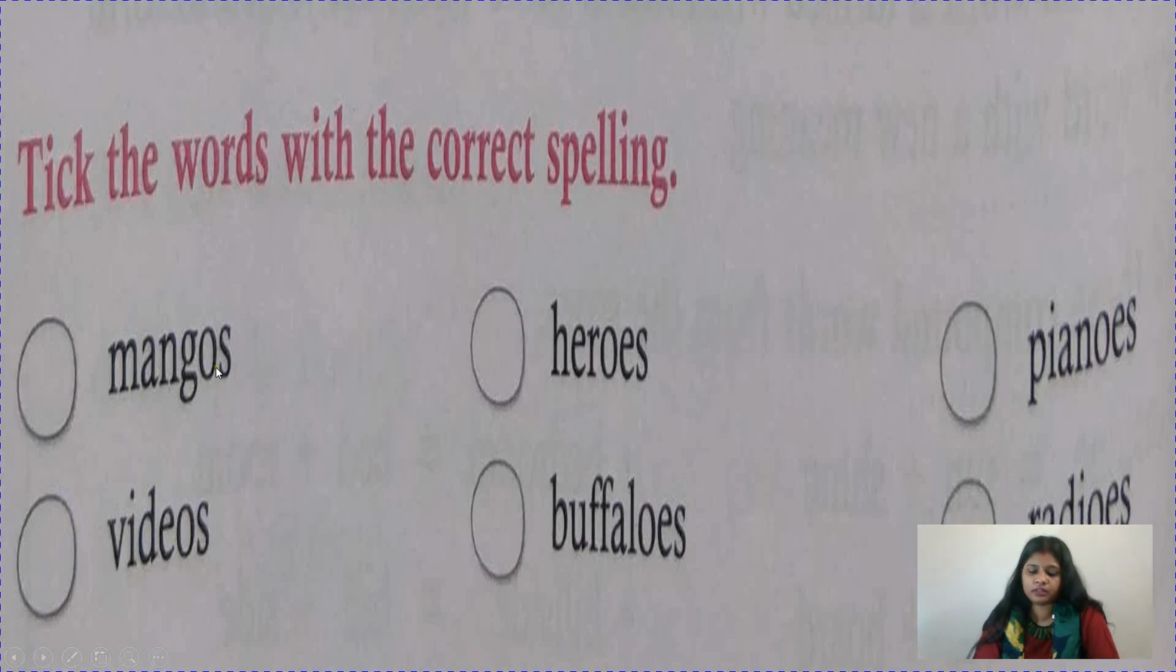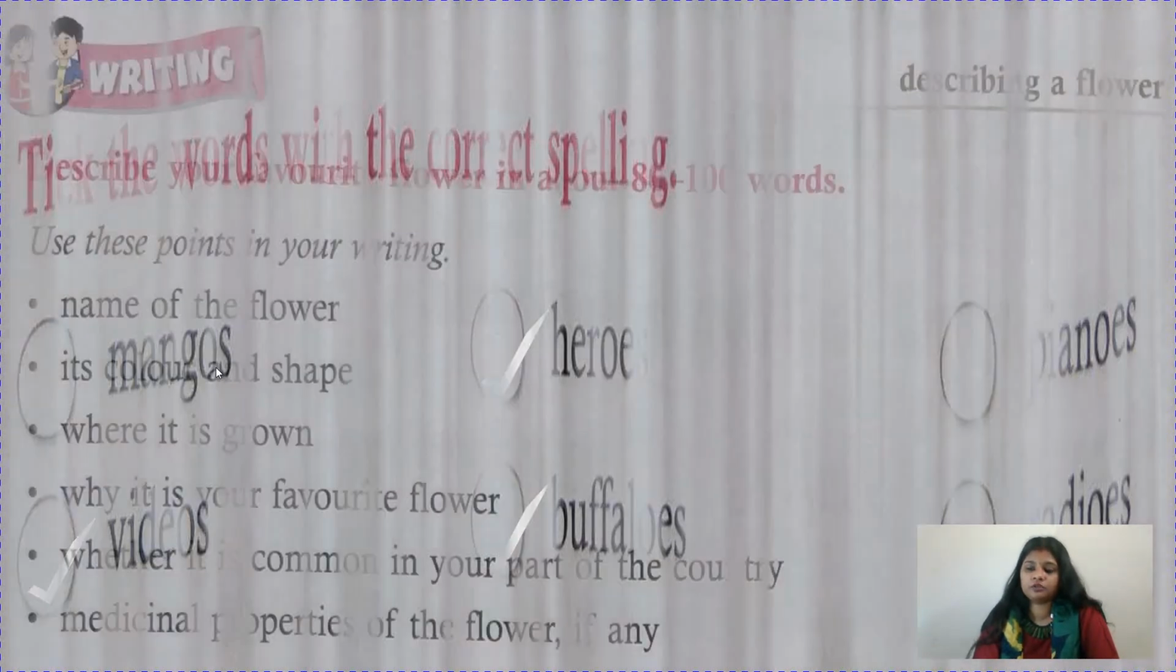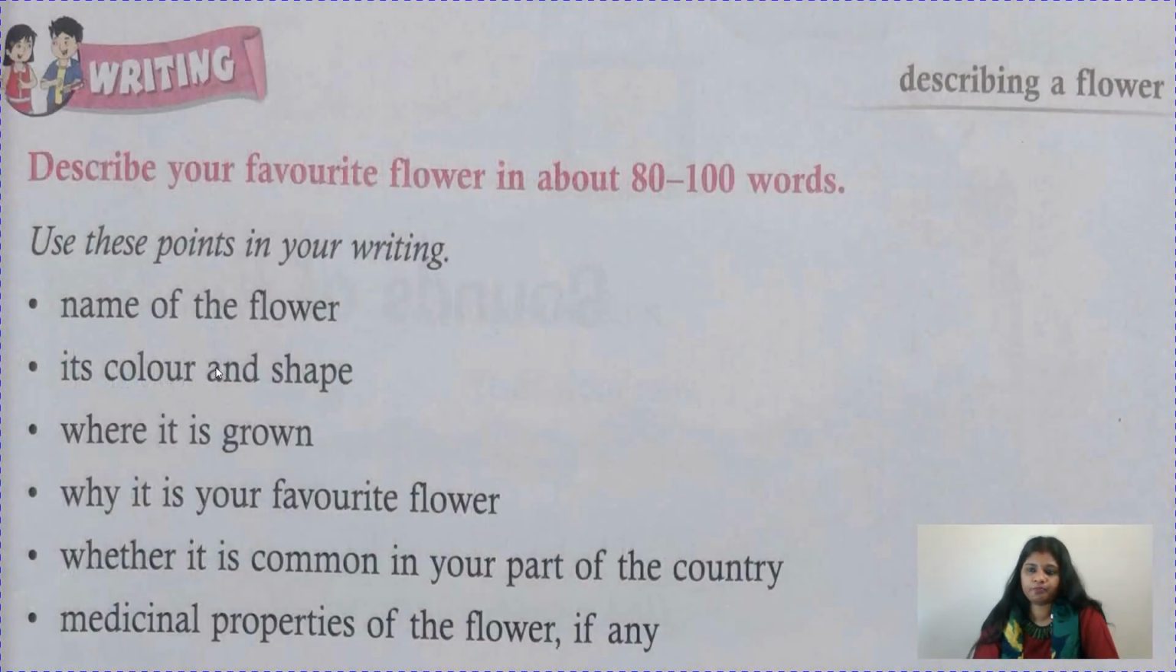Mangoes, we know it is wrong. It should be es. Heroes, yes, es is written, so it is right. Pianos, in pianos there is no es, so it is wrong. Videos, yes, it is correct. Buffaloes, in buffaloes we write es, so it is also correct. Radios, in radios we don't write es, children, so it is wrong.